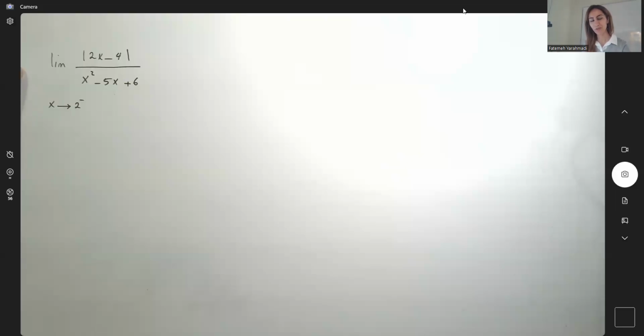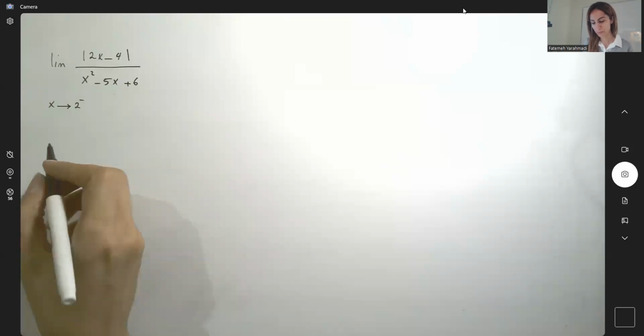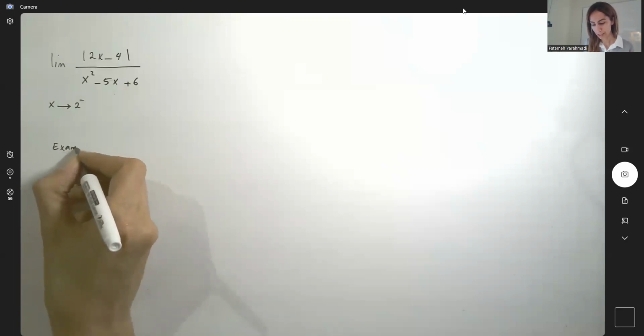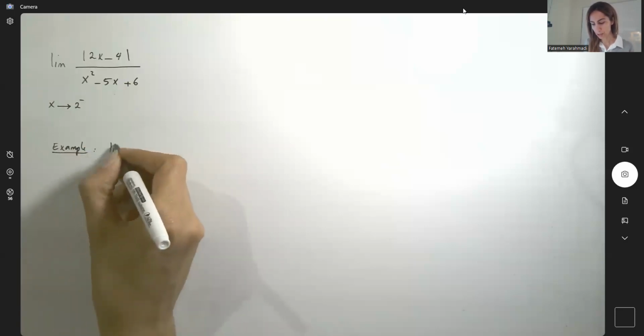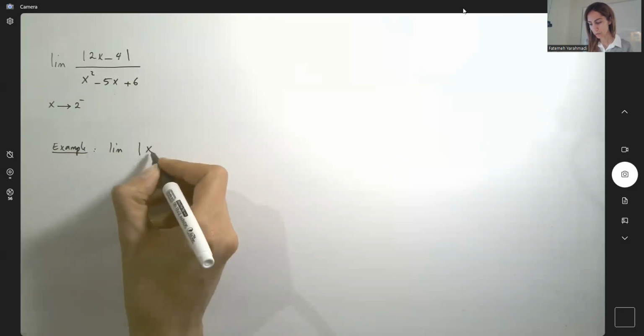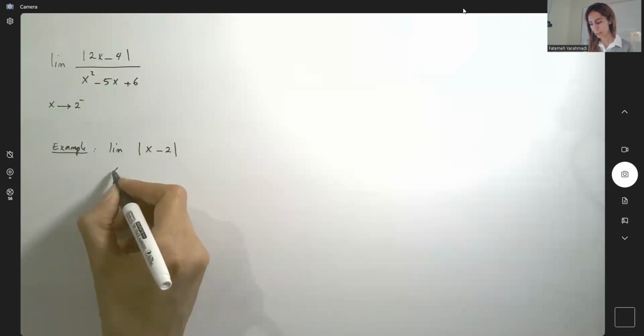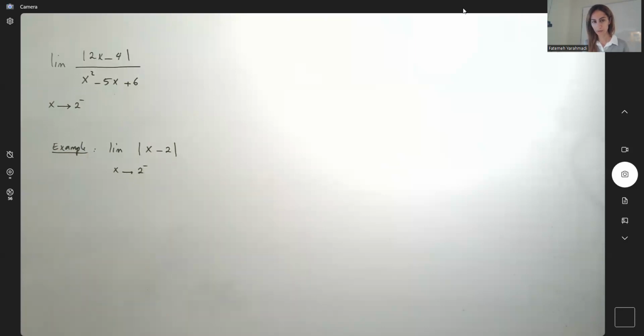In this question, I ask you to find the limit including absolute value. Before solving this problem, let me solve something easier and simpler. For example, suppose I ask you to find the limit of absolute value of x minus 2 as x approaches 2 from left-hand side.